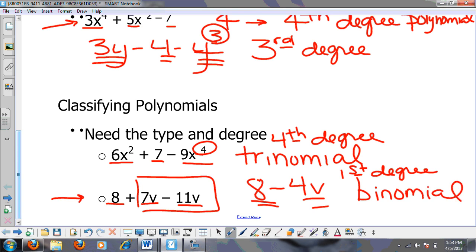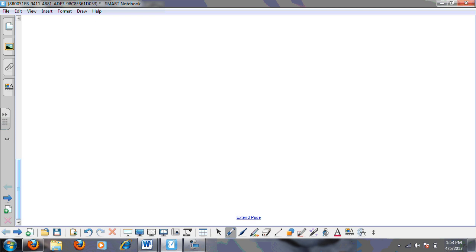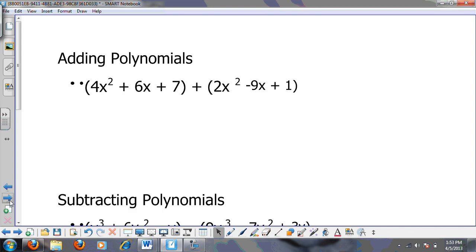Okay? Any questions about those? Good. Let's move on to then adding, subtracting, and multiplying. Whoops, I don't need to extend page. I need to go to a new page. Adding polynomials. Adding, subtracting polynomials, you can set it up one of two ways. You can keep it horizontally, or you can line them up like we do on a system. I prefer to line them up.